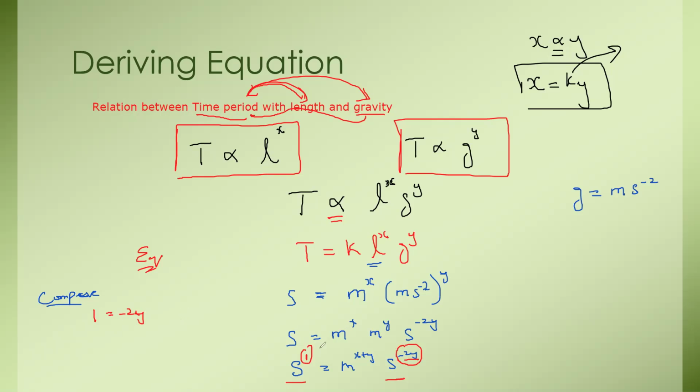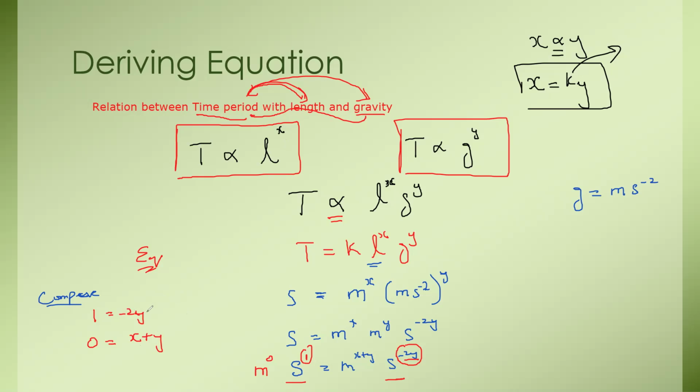And what about m? What is the power of m here? We don't see m on the left hand side. It means m is raised to power 0, because m is not there on the left hand side. So m is 0 on the left hand side. And what about the right hand side? It is x plus y. So 0 is equal to x plus y. So we have two equations. We can solve them simultaneously.